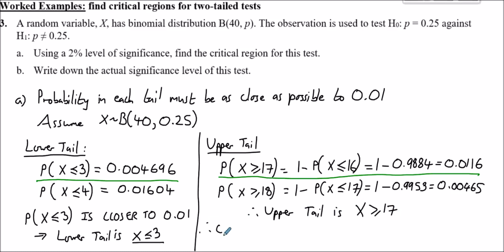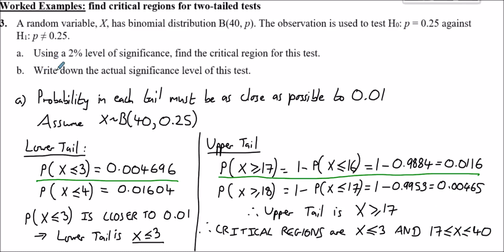So therefore, the critical region is actually a combination of two critical regions. The critical regions are at the lower end, X less than or equal to 3, and coupled with that at the upper tail, X being greater than or equal to 17, all the way up to anything as high as it can possibly go. There were 40 trials, so it's all the way up to and including 40.